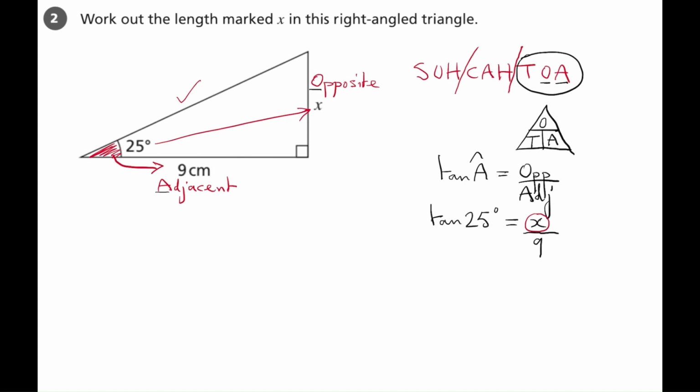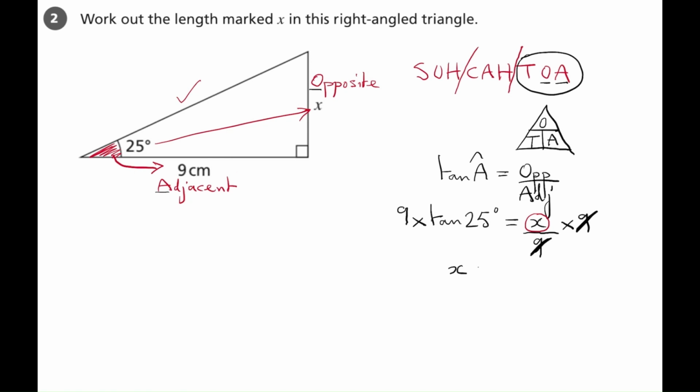So in this equation, because the x is divided by 9, to undo that, we do the opposite. Instead of dividing by 9, we multiply by 9. So we multiply both sides of the equation by 9. And the 9 on the right-hand side cancels out. So we're left with just x.